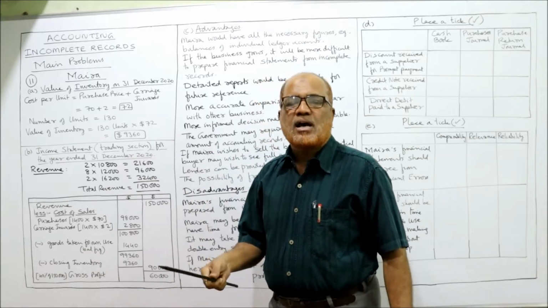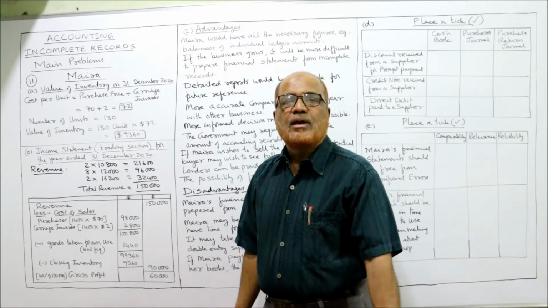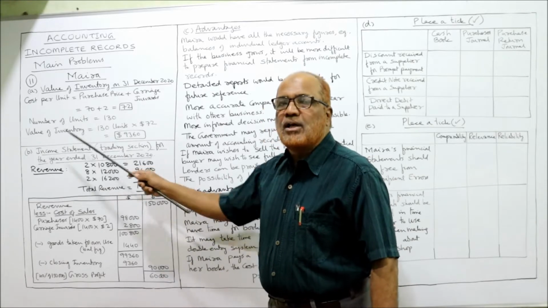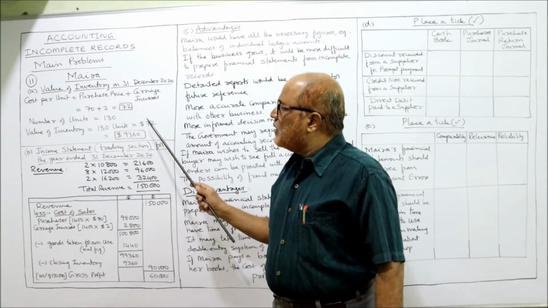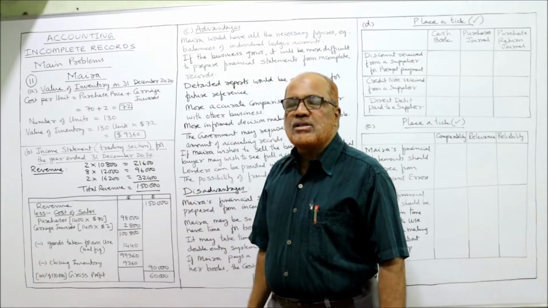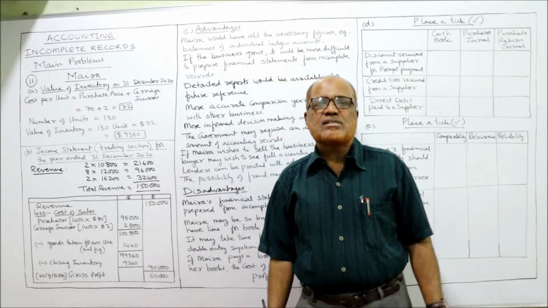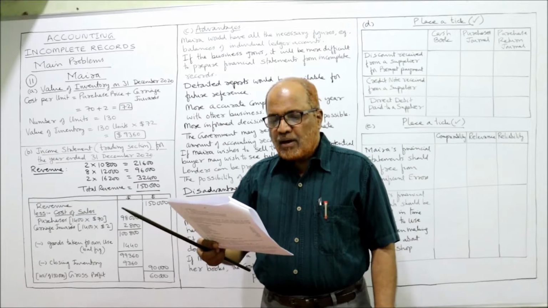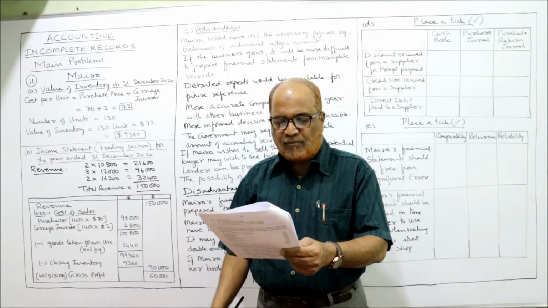So how many units are remaining unsold on 31st December? It is given as 130 units. 130 units are remaining unsold on 31st December. The value of inventory is 130 units into $72. The cost per unit is $72. The value of inventory is 9,360. First question completed. What is the value of inventory on 31st December? 9,360.